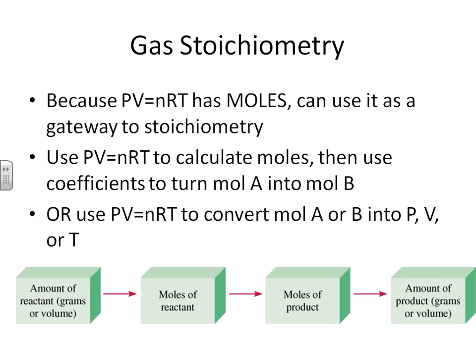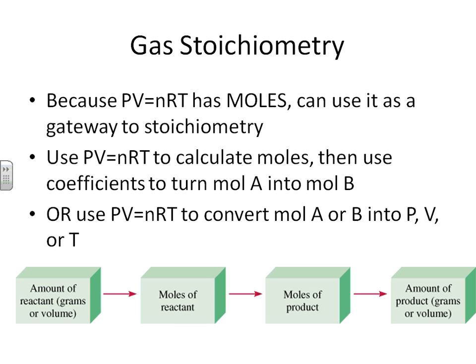Gas stoichiometry. How does the ideal gas law relate to stoichiometry? Because PV equals nRT, the ideal gas law has moles. That's why it relates to stoichiometry. Stoichiometry is where we use coefficients to turn moles of one thing into moles of something else. Because we can calculate moles from PV equals nRT, we can use that as what I call a gateway to stoichiometry.